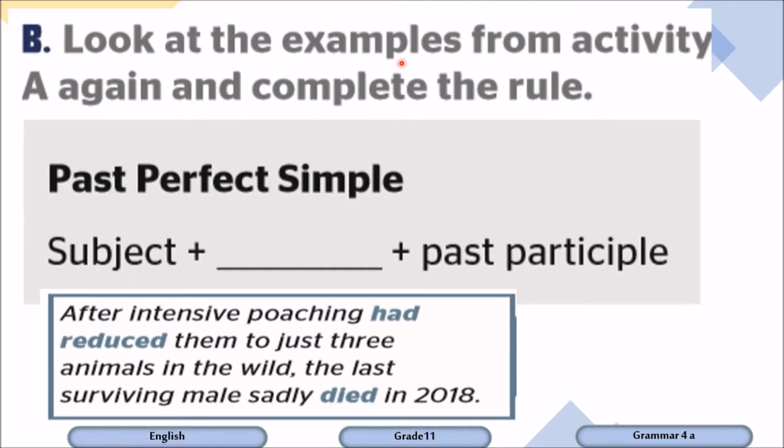Now look at the examples from activity A again and complete the rule. So this is activity A and the examples. After intensive poaching had reduced them, or the other example had declined. And this is the past perfect simple. We use the subject plus past participle. Very good. It's the auxiliary had.